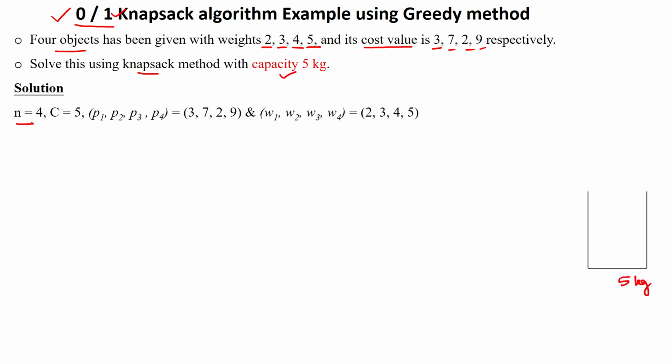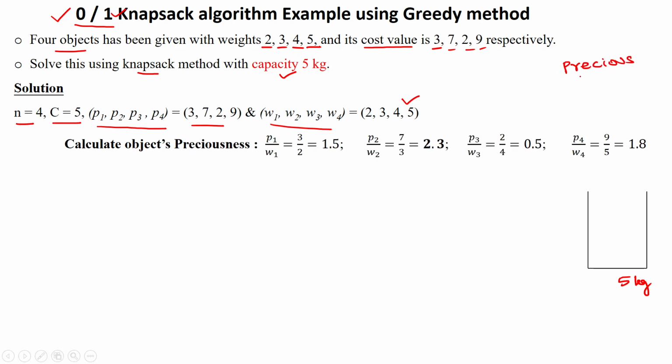The number of items is represented by n, C is the capacity, the price of all 4 items is given here, and the weight of all four items is given here. Now the first step is to calculate the preciousness, that means the importance of that item. The object's preciousness is calculated as the profit value divided by the weight of that corresponding item.